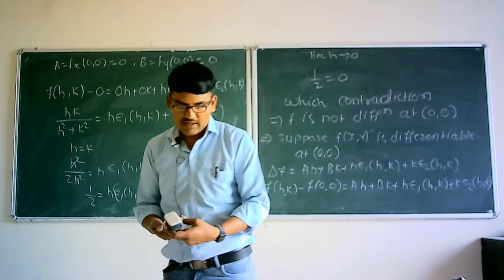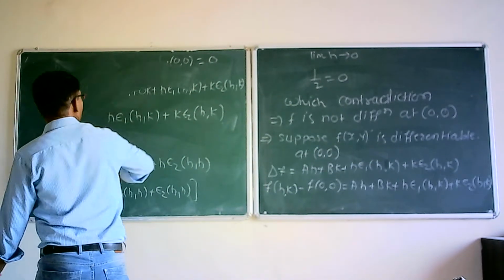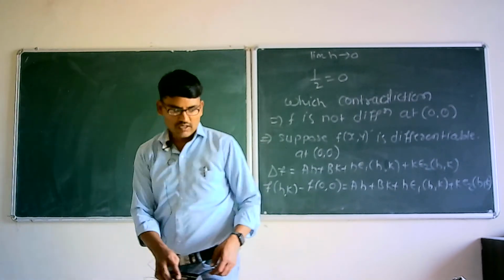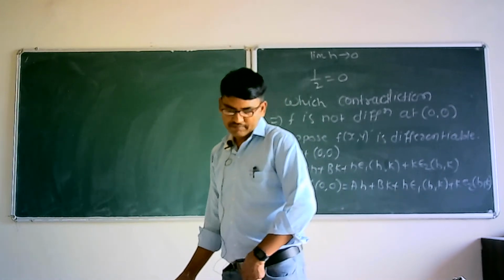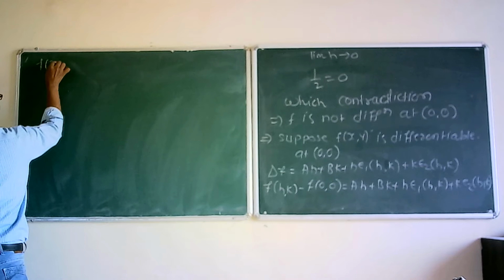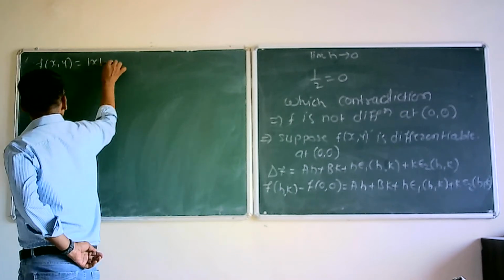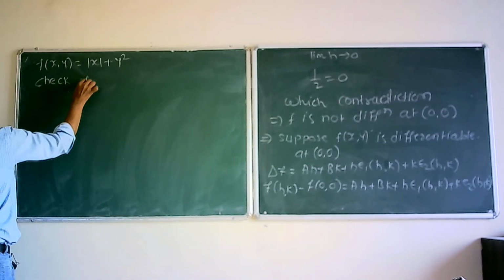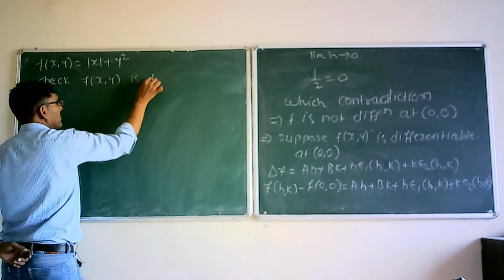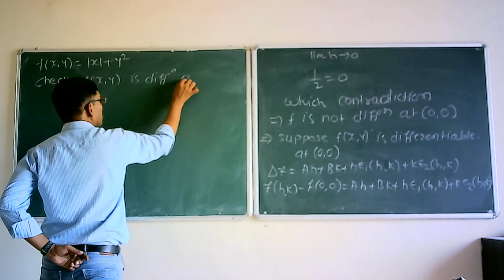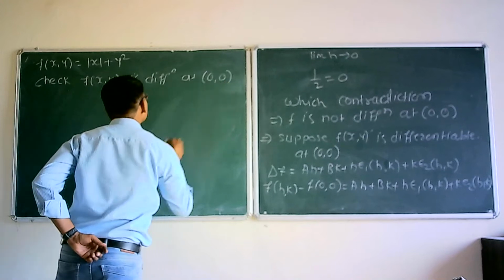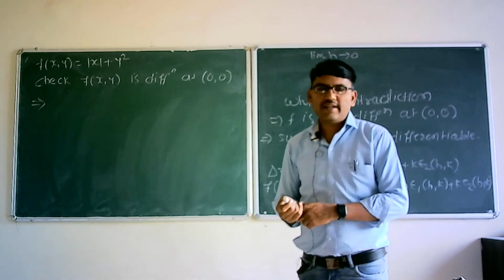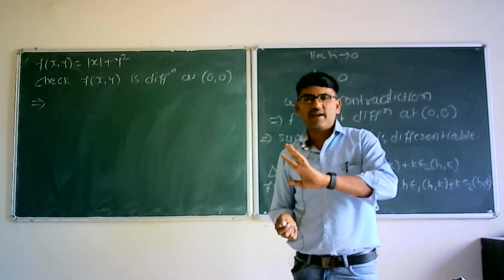Take one more example. Suppose f(x, y) is equal to mod of x plus y square. Check whether f(x, y) is differentiable at (0, 0). Check whether the given function f is differentiable at (0, 0). So again, either you can apply your definition or you can apply the sufficient condition.